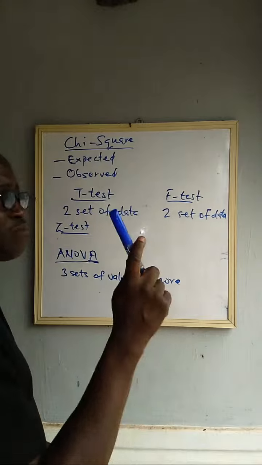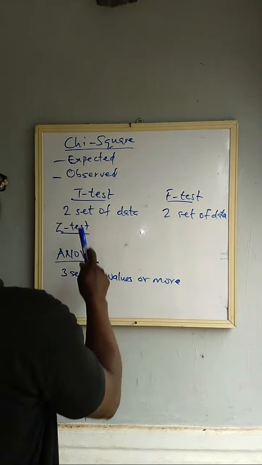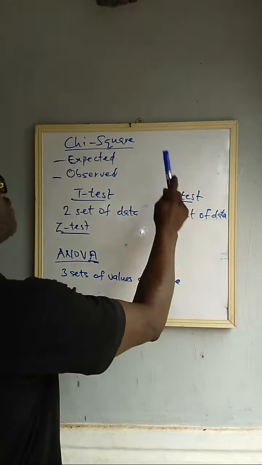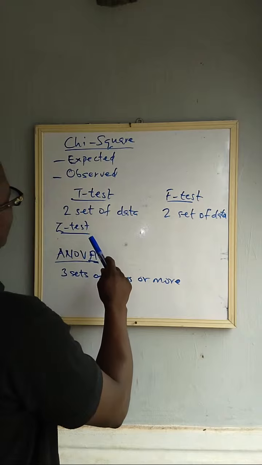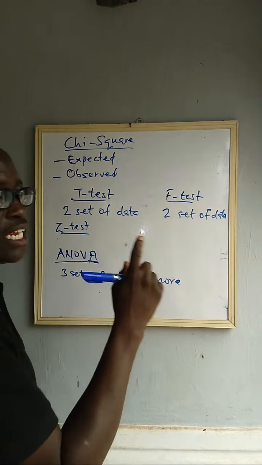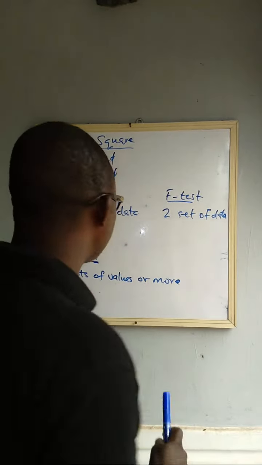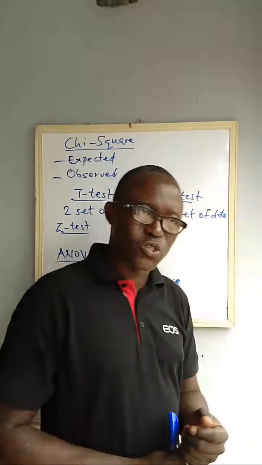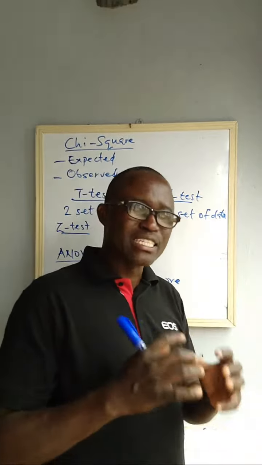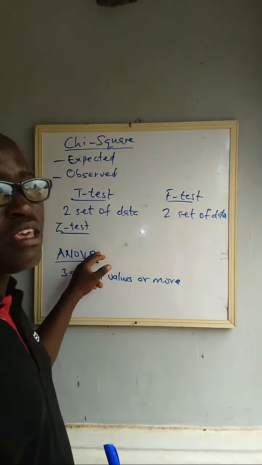For example, we calculated mean and variance. Mean is applicable in t-test, variance is applicable in F-test, mean and variance applicable. Under Z-test too, I think standard deviation is needed. And then ANOVA, we need a mean, we need variance also. But each one has its own particular formula for determining the p-value.